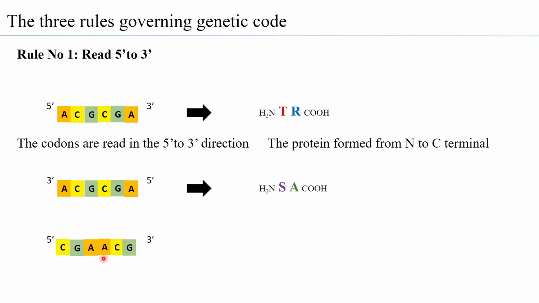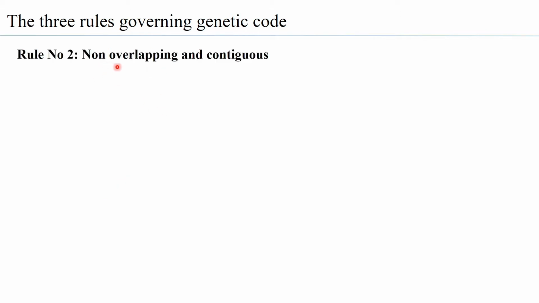Let's look at another case. Again a hexanucleotide, but now the second codon has been kept first and the first codon has been kept second. So you again get a dipeptide, but now you have arginine as the N-terminal amino acid and threonine as the C-terminal amino acid. So basically what we understand from all these three examples is that reading will happen only in the 5' to 3' direction. The second rule is that the genetic code is non-overlapping and contiguous.